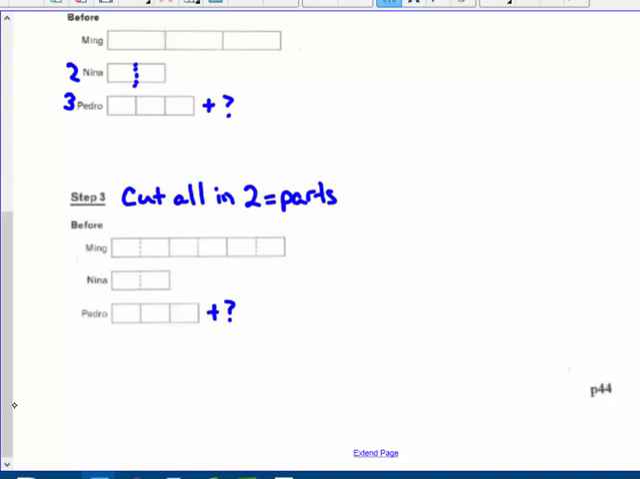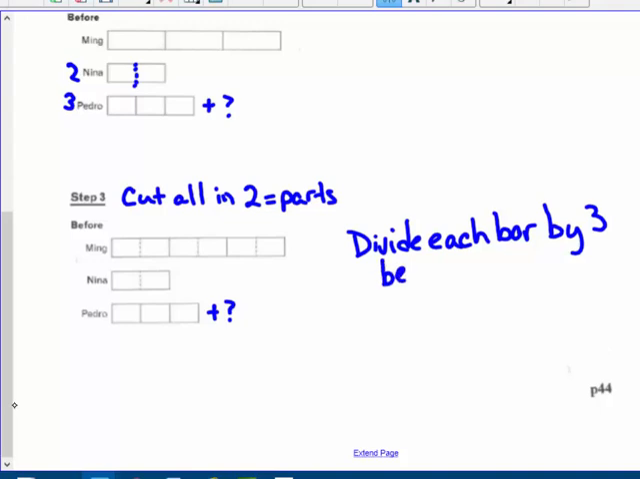So I have to take away from Ming and give to Nina and Pedro. So I am dividing between 3 people. So you have to divide each bar by 3 because you're dividing among 3 people. Divide each bar into 3 because of the 3 people.